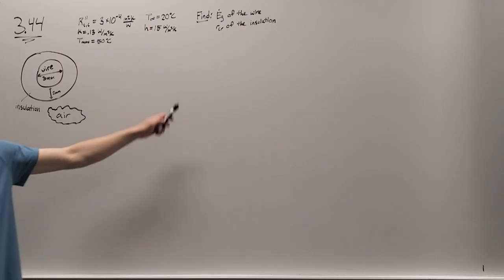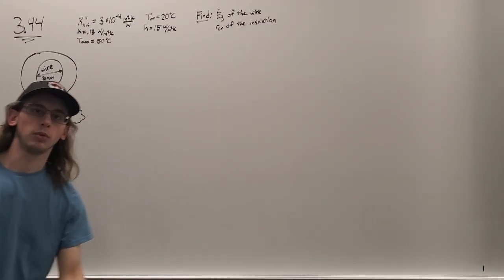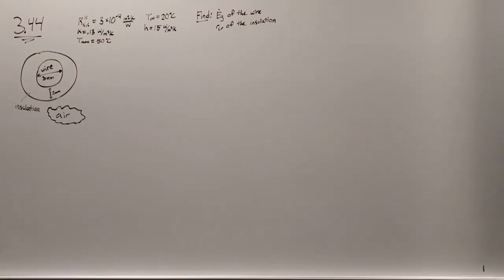I've also just written a little reminder so we remember what we are solving for. Of course, we're looking for the energy generation in the wire that allows us to stay at that 50 degrees C, and then also the critical radius of the insulation. What I want to do next is quickly draw a thermal circuit.